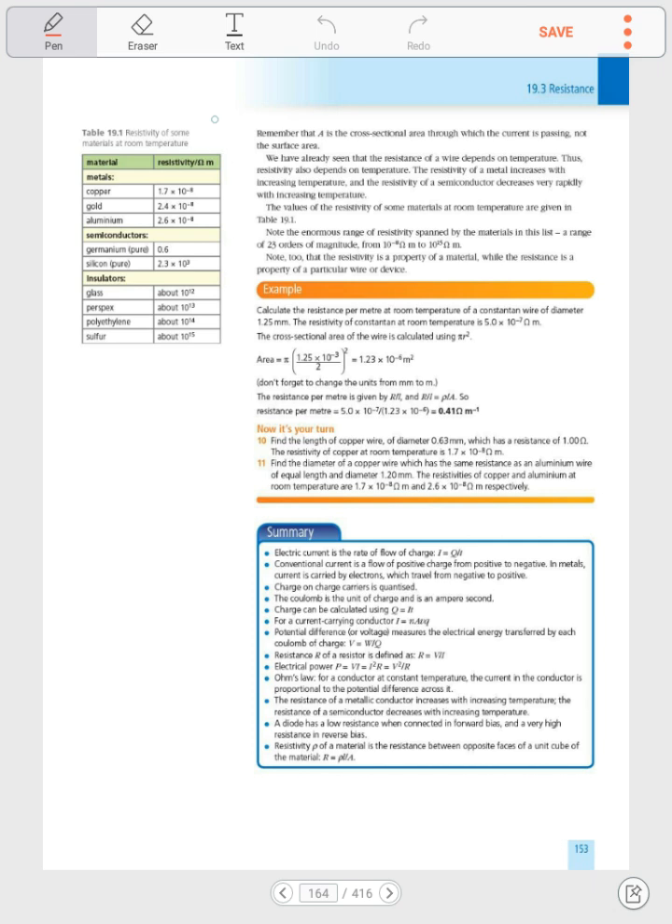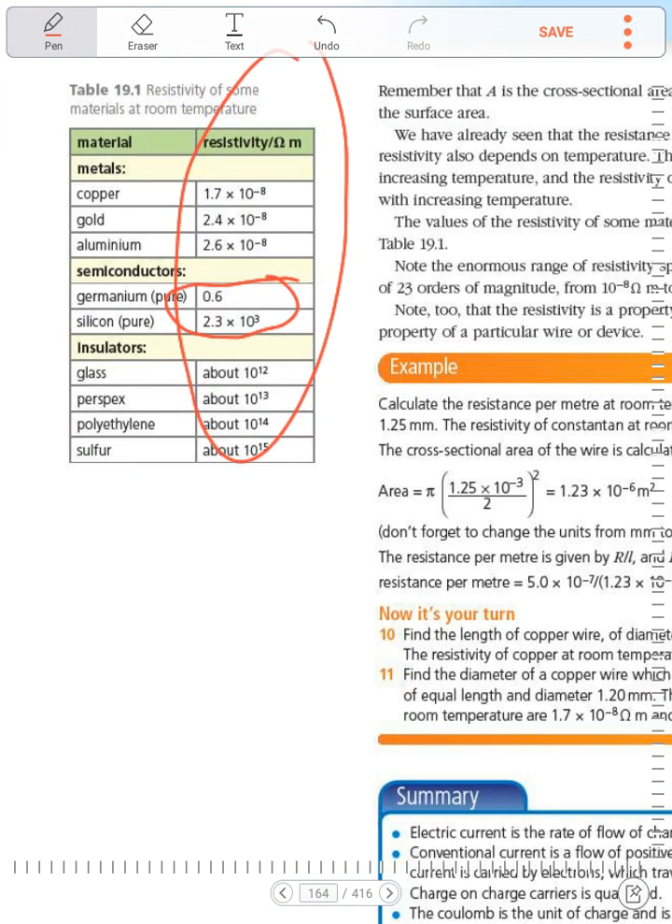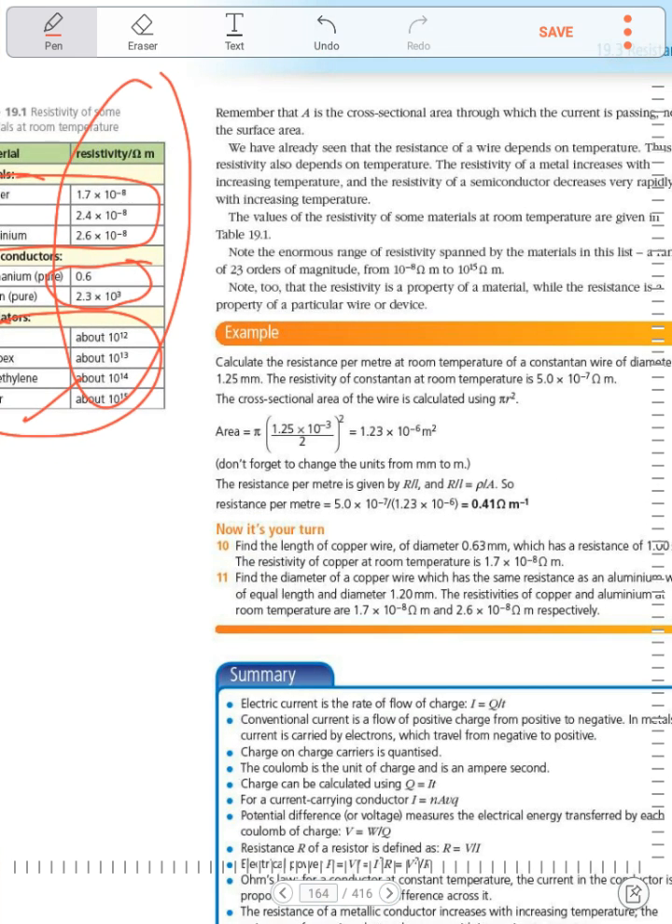Here we have the resistivity of some materials. No need to remember these values. You can see here that the resistivity of semiconductor materials is different from those of copper, gold, and aluminum. You have to remember that the resistivity is larger for insulators because there are no free electrons inside these materials. In semiconductors, we have some free electrons. In metals, we have plenty of free electrons.